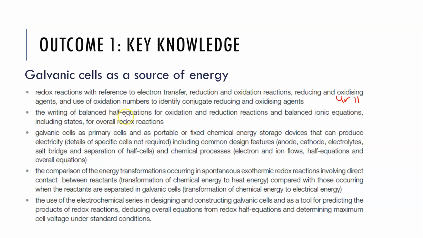So we're going to be looking at balancing half equations for oxidation reactions, balanced ionic equations, including states for overall redox reactions. So you need to really work on these ideas of ionic equations, making sure that you are familiar with the rules of those. Then we will move applying these rules of chemistry into galvanic cells, energy transformations in terms of spontaneous exothermic reactions, and then the electrochemical series determining the voltage that will be given by a cell.